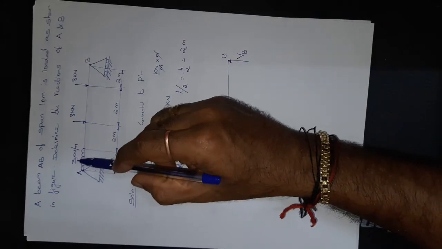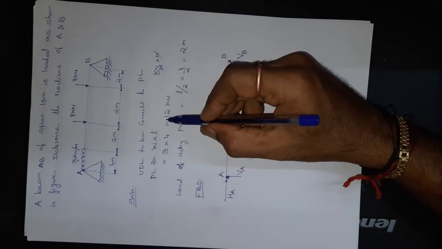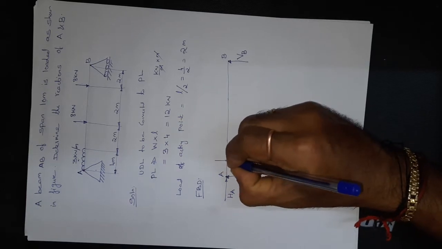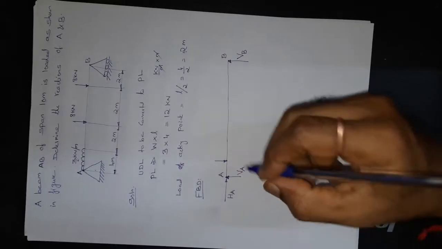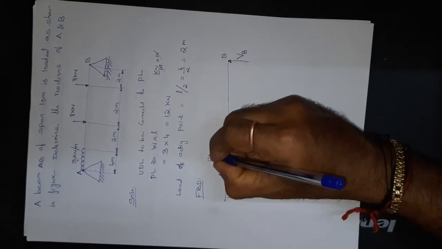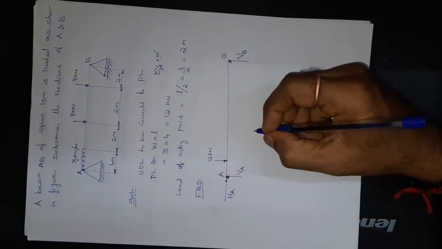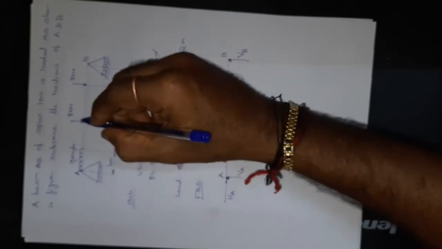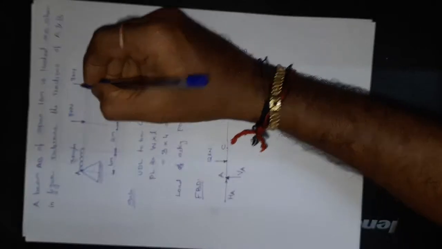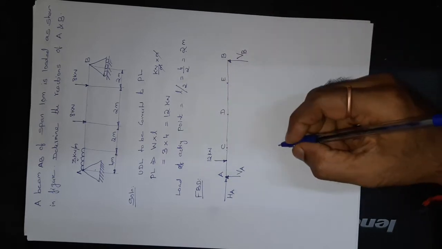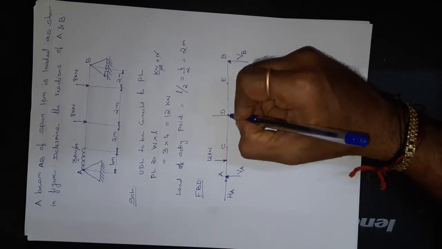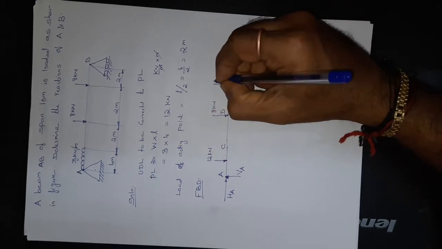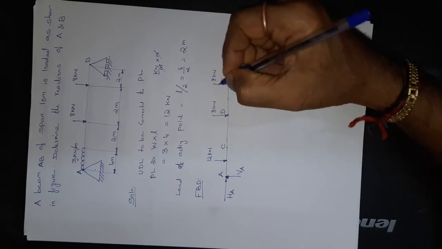Look at here, this UDL has been converted into a point load, which is acting 2 meter from the origin. So it is acting here. What is the point load? It is 12 kilonewton, isn't it? Let me take this point as C, this point as D, and this point as E, right? At D, a point load of 8 kilonewton is acting. At E, a point load of 8 kilonewton is acting.